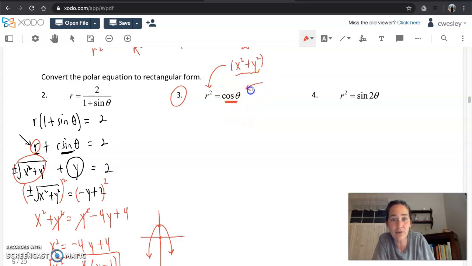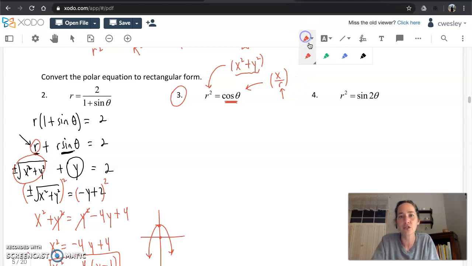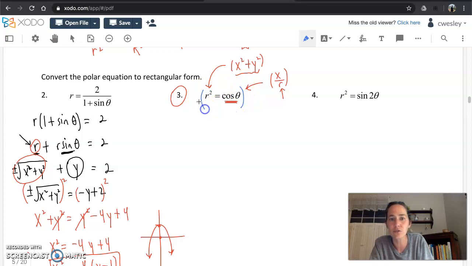Now, I can plug in for cosine of theta, x over r. That's what it equals. It still leaves you with an r in your expression, so you'll still have to take care of that, which you can. But I want to offer a different suggestion. For the sake of making the right-hand side substitution so much nicer, I want to do like we did on a previous problem and introduce another factor of r to both sides. So here goes nothing. We're going to write this as r cubed equals r cosine of theta.